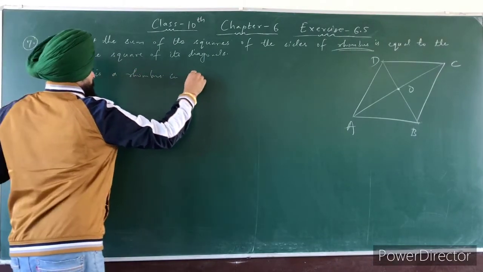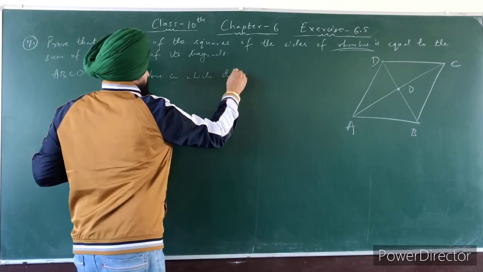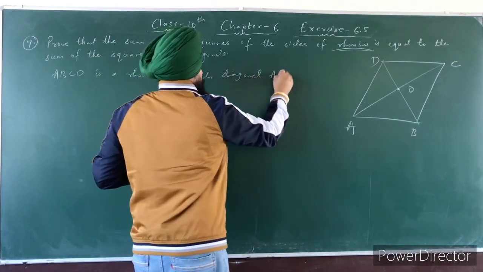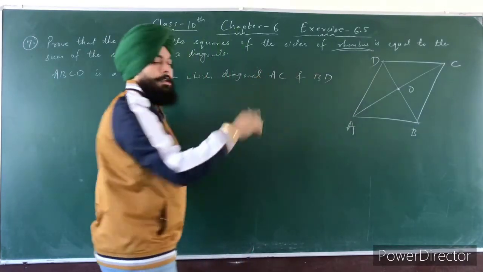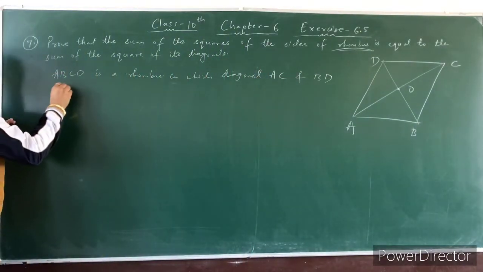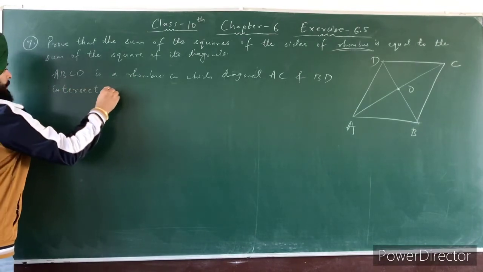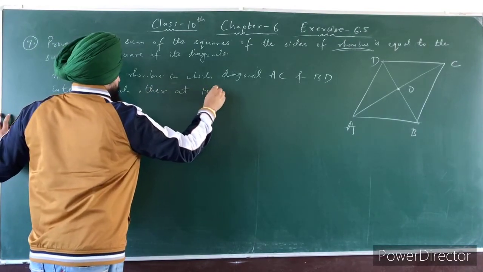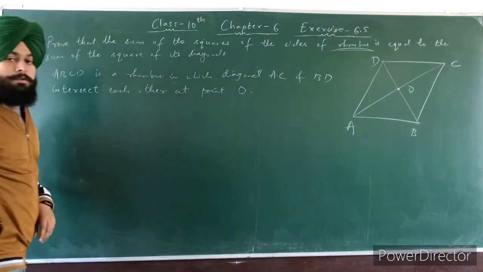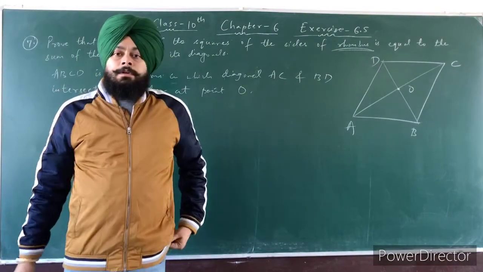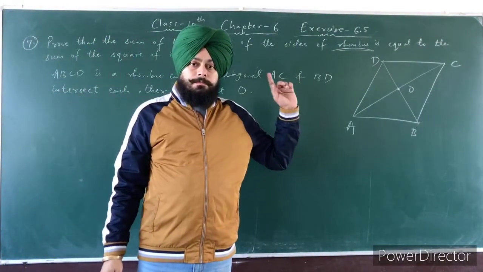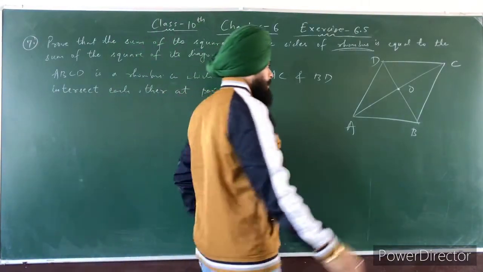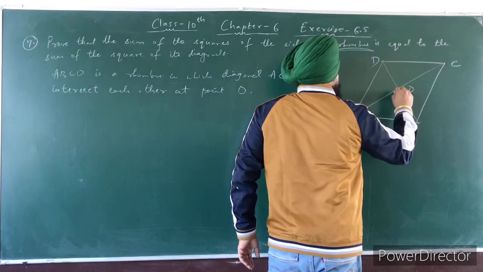In which diagonal AC and diagonal BD intersect each other at point O. And we also know that diagonals of a rhombus bisect each other at right angle also. Each other at right angle. It means this is 90 degrees.